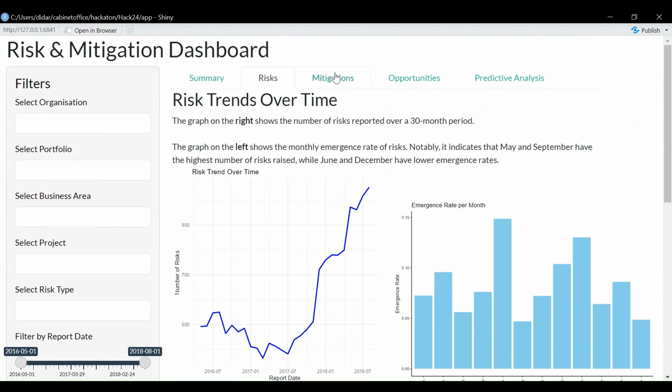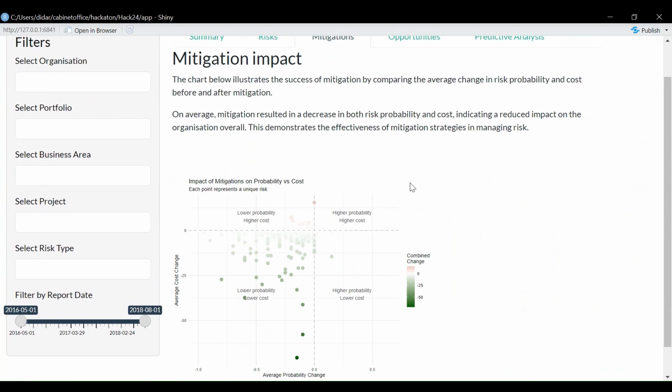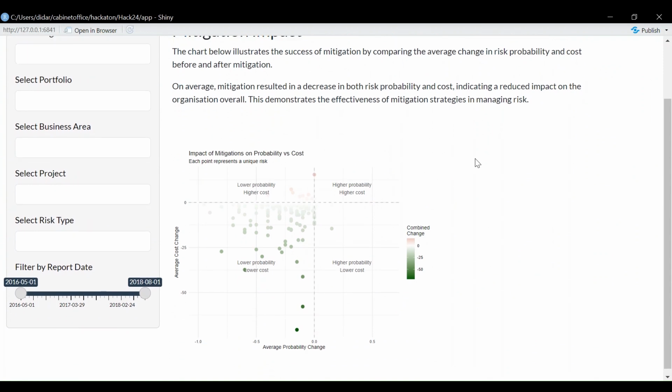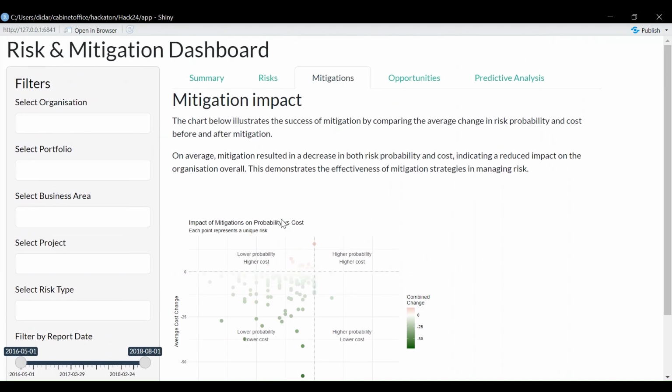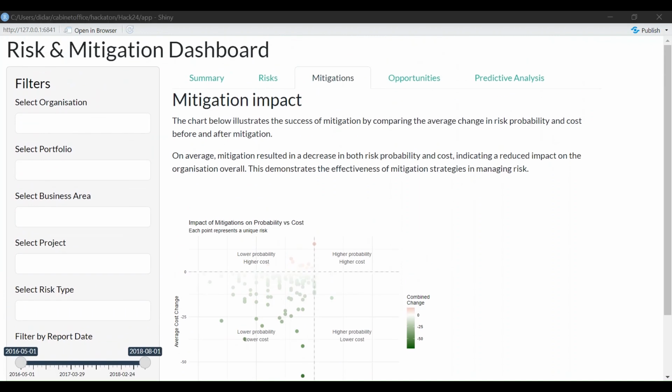Next, we also have a tab on mitigations. So we thought it'd be interesting to see the impact that mitigation had on risk probability and risk cost as well. In the bottom left quadrant, you can see that this is where the majority of the data lies. So for the average cost per risk category, we found that both probability and cost decreased. I will now hand over to my colleague Amalia.